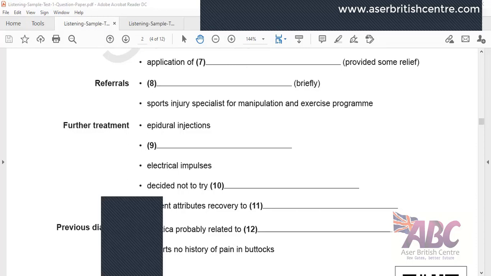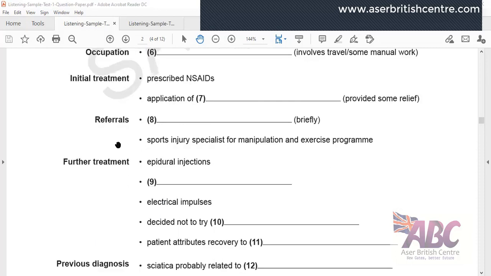Oh, sorry, can you scroll up? Initial treatment? For me, it's showing from application. Yes, yes. Thank you.